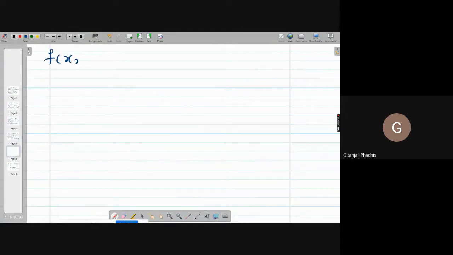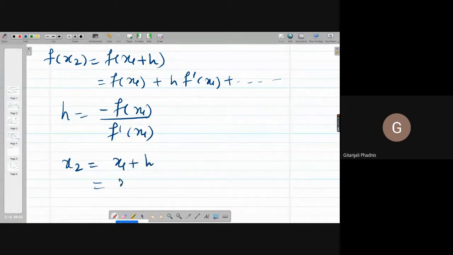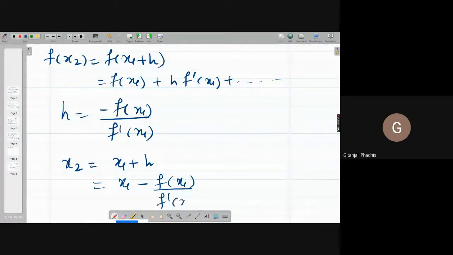You find out f(x2). f(x2) is f of x1 plus h. You do the whole procedure the same, similar to the previous one, and you express this in terms of x1 and so on. Again, you will get h is equal to minus f(x1) upon f dash x1, and then your x2 is written as x1 plus h, which is x1 minus f(x1) upon f dash x1.